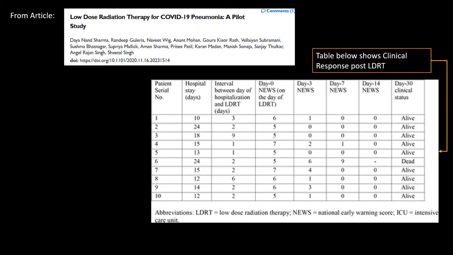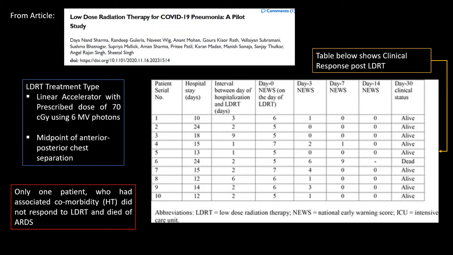A pilot study made by Sharma et al. reported that 9 out of 10 patients had complete clinical recovery without showing acute radiation toxicity after undergoing low-dose radiotherapy treatment. This treatment is done using a linear accelerator with a prescribed dose of 70 centigray at the midpoint of anterior to posterior chest separation using 6 MV X-ray photons.